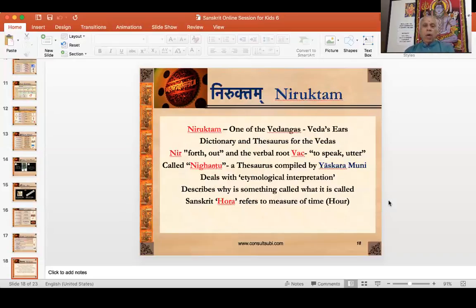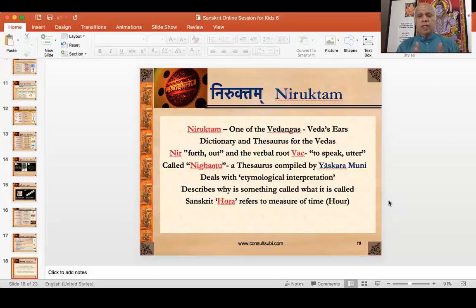Now, one of the important subjects in Sanskrit is called Niruktam. It is a part of the Veda called Vedangas. Veda has got different limbs. And Niruktam is considered to be the Veda's ears. What does it mean? What does it contain?